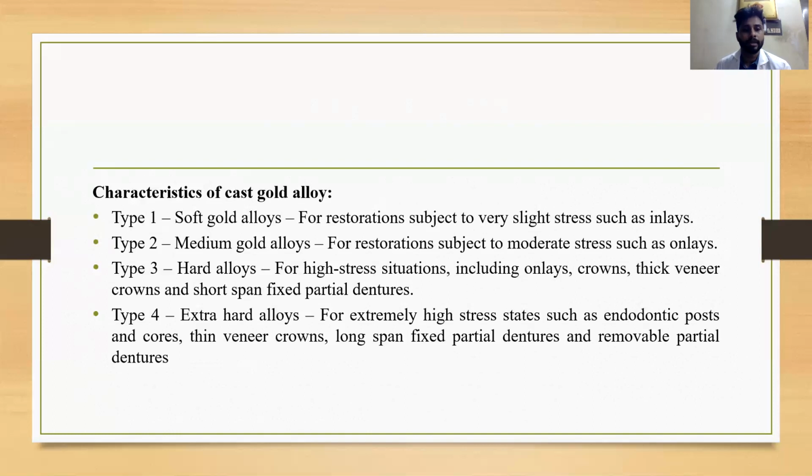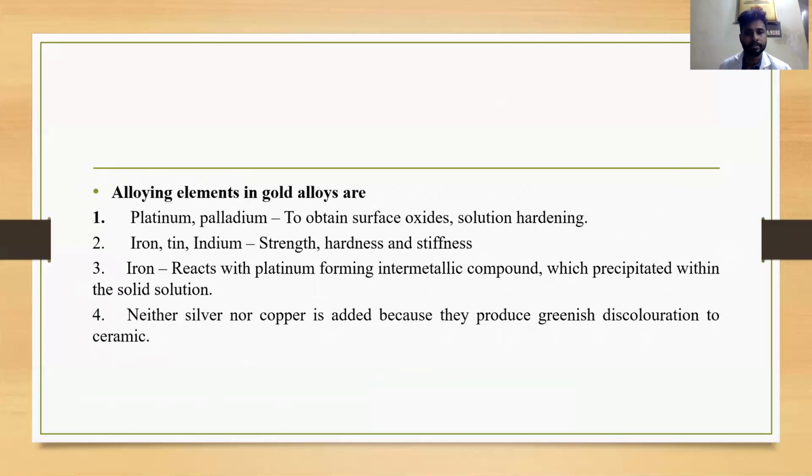We have 4 types. Type 1 is soft gold alloys for restoration subject to very slight stress such as inlays. Type 2 is medium gold alloys for restoration subject to moderate stress such as onlays. Type 3 is hard alloys for high stress situations including onlays, crowns, thick veneer crowns, and short span fixed partial dentures. And type 4 is extra hard alloys for extremely high stress states such as endodontic posts and cores, thin veneer crowns, long span fixed partial dentures, and removable partial dentures.